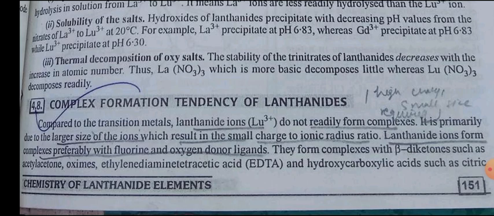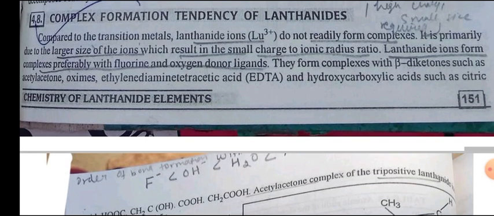Complex formation tendency of lanthanides. Compared to transition metals, lanthanide ions do not readily form complexes. It is primarily due to the large size of the ions, which results in a small charge to ionic radii ratio. Lanthanide ions form complexes preferably with fluorine and oxygen donor ligands. They form complexes with beta diketones such as acetylacetone, oximes, EDTA, and hydroxylic acids such as citric acid.